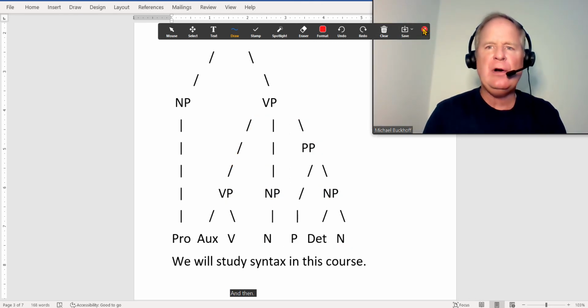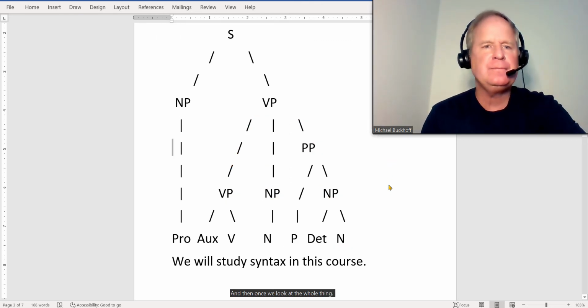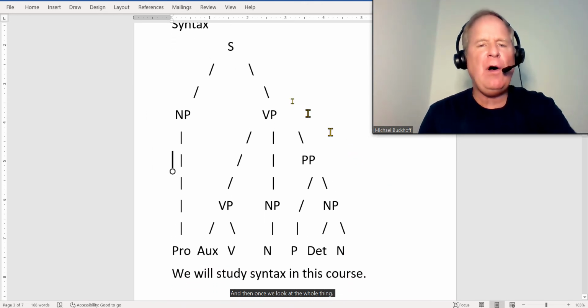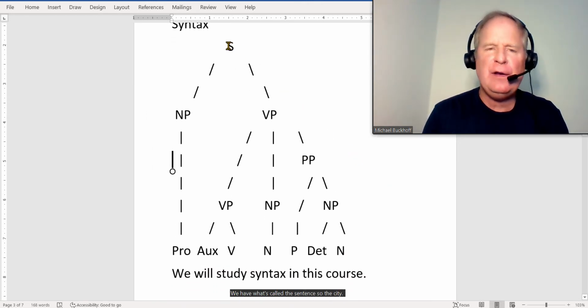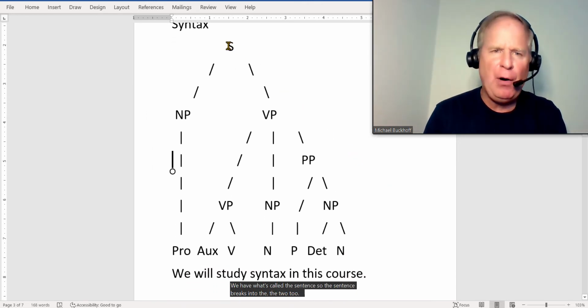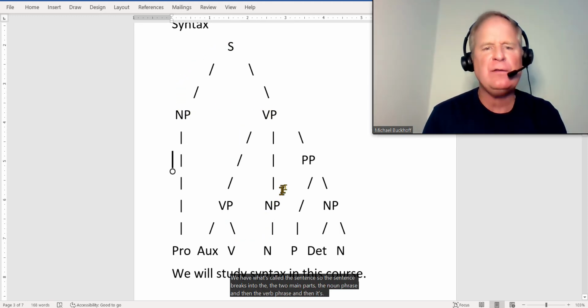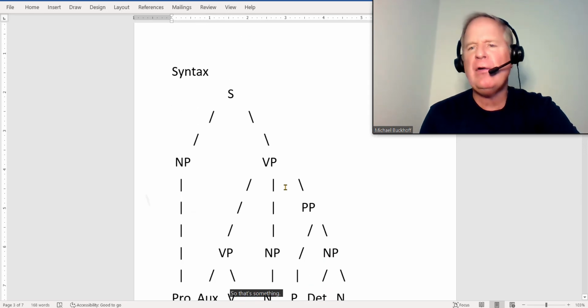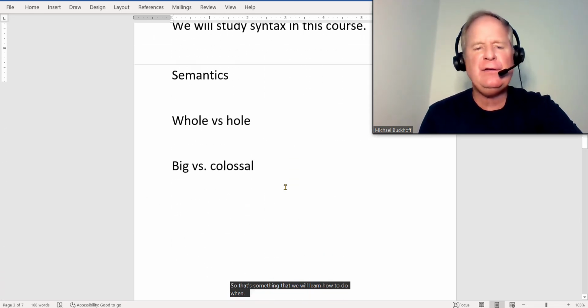And then once we look at the whole thing, we have what's called the sentence. So the sentence breaks into the 2 main parts, the noun phrase and then the verb phrase, and then it's everything else. So that's something that we will learn how to do when we study syntax.